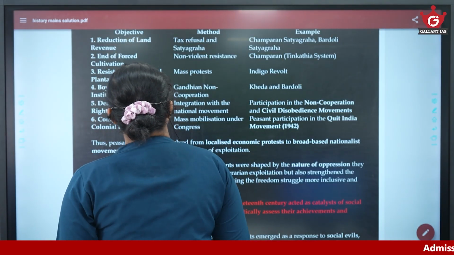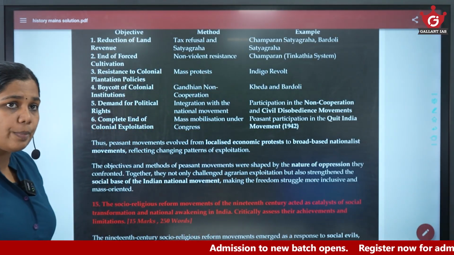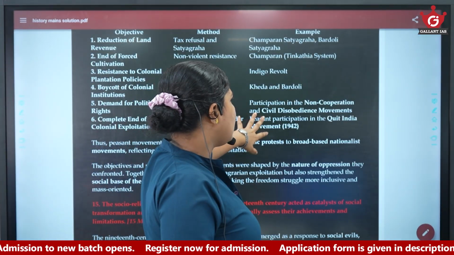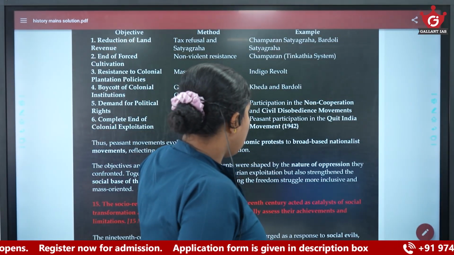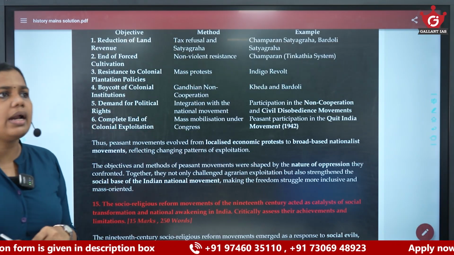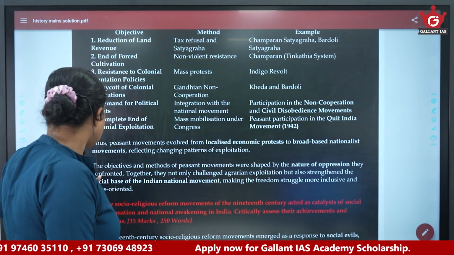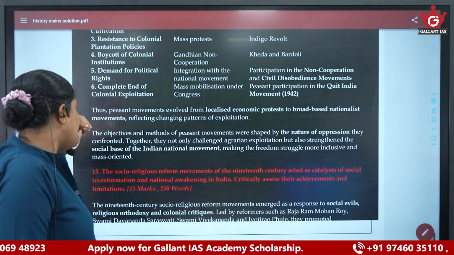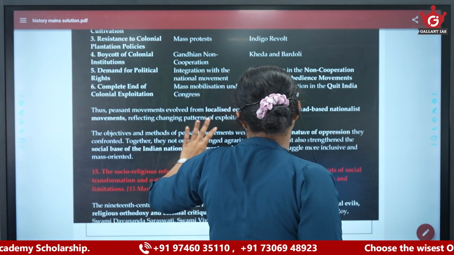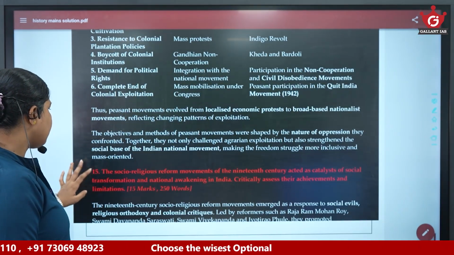Then they were integrated with the national movement. You can mention their participation in civil disobedience and non-cooperation. Then you can mention the mass mobilization, like how the peasants participated in Quit India. Okay, when Gandhi was entering into politics, he had this kind of mass mobilization. Peasants were more into the freedom struggle. And you can effectively conclude how they evolved from localized economic protest to broad-based nationalist movements, and you can conclude it effectively. Next is the 15th question.